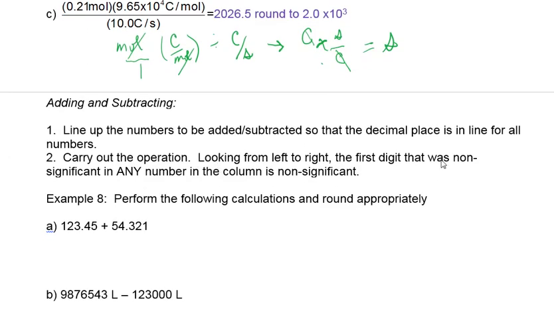Looking from left to right, the first digit that's non-significant in any number in the column makes that whole column non-significant. So if we look from left to right, here we have significant all the way up to 2 decimal places. This one is significant only all the way up to 3 decimal places. So wherever I run out first with my decimal places, that's where we're going to stop and round.